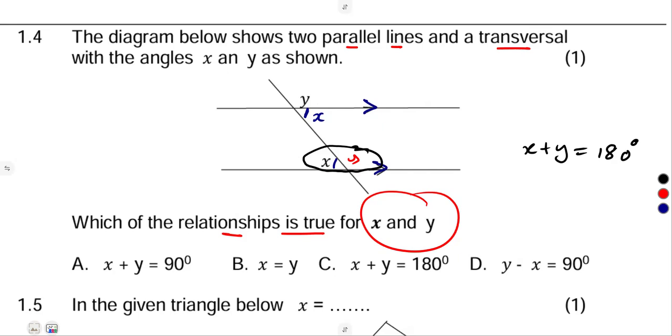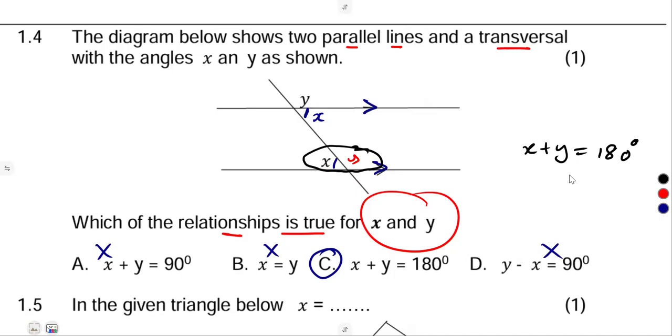All right, so which one is the best of the answers that we are given? x plus y is 90 degrees. That's wrong because it's supposed to be 180. x is equal to y. No, that is wrong. x and y are not the same. x plus y is 180 degrees. All right, that is correct. y minus x, okay, this is wrong. So that is the correct answer.